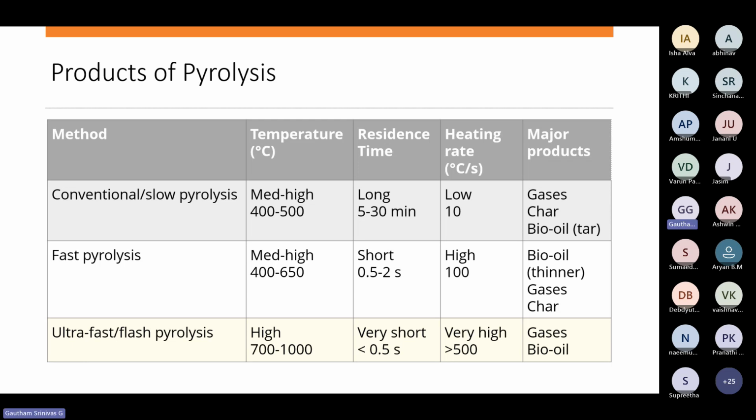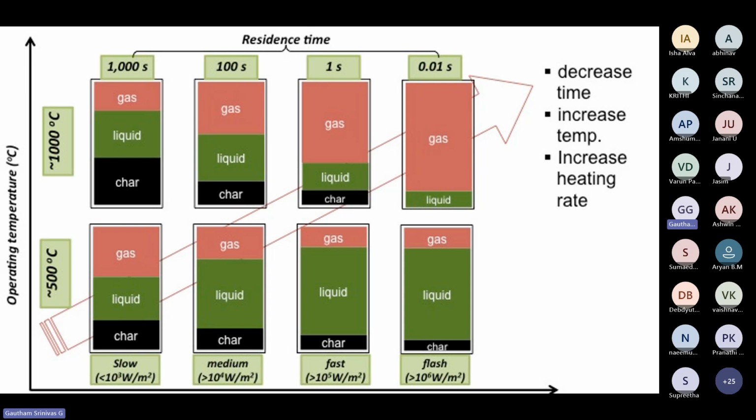So it is more clearly explained over here as you go from slow to fast or flash pyrolysis, and as you go from low temperature to high temperature. If you want more char, you have to go for slow pyrolysis and higher temperatures. If you want more liquid, then medium pyrolysis or even fast pyrolysis at lower temperatures. And if you go for flash pyrolysis at higher temperature, you'll form mostly combustible gases and very little liquid and almost no biochar.